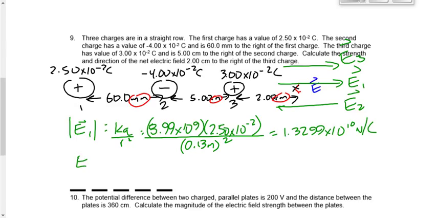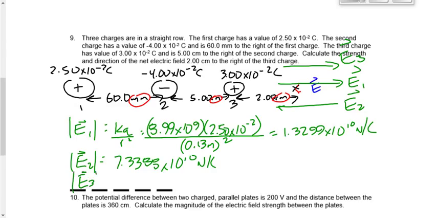Now we're going to do something very similar with the field caused by number 2, except this distance would only be 7 centimeters, or 0.07 meters. We end up solving for that field, and we get 7.3388 times 10 to the 10 newtons per coulomb.